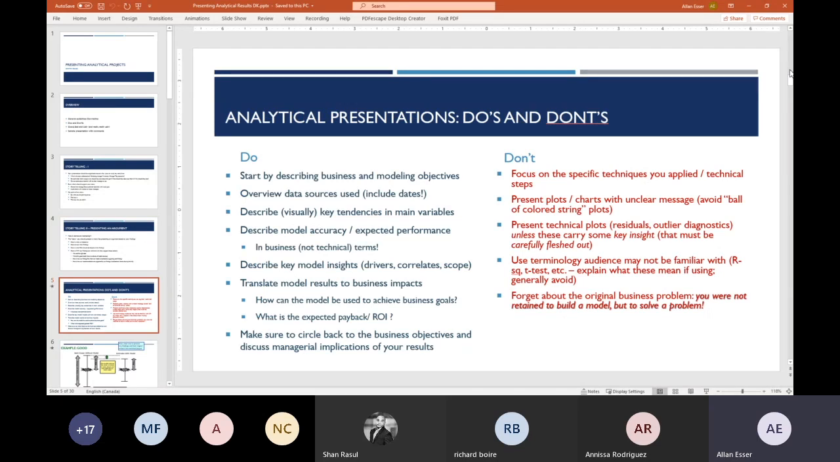Some of the do's and the don'ts, and a lot of people love to do the don'ts. So you really want to start by talking about what the objectives are and really anchor the presentation around what it is that you're trying to do. The techniques that you've applied and all of the modeling stuff is really secondary, right? You can talk a little bit about the data sources, maybe one slide on that. And then you want to get into some visualizations based on the outputs of your models, what were some of the key profiling variables that were driving response.